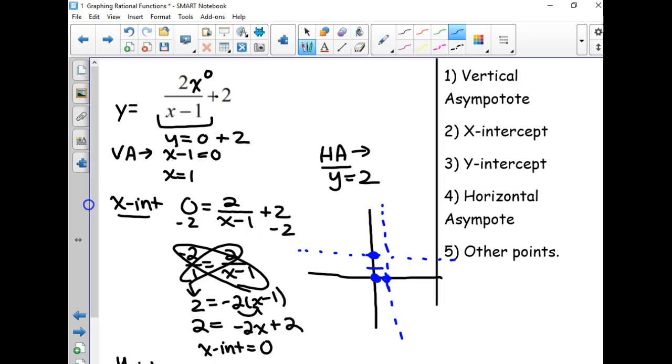And now I need other points. And what did I say to find other points? Make a table. How do I know what points to pick? 2 to the left, 2 to the right. Well, I already have 0, so let's do -1, -2. And then this is 1, so 2, 3.